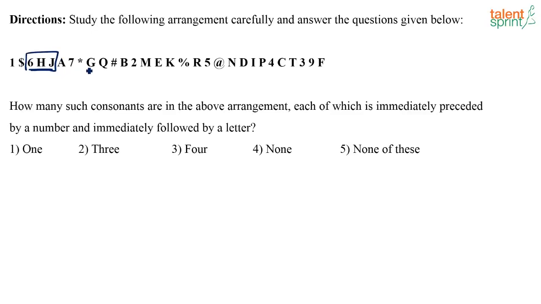So this is following that pattern. Then ME, before this consonant there is a number, after there is a letter. Then what else you have? 4CT. Before C there is a number, after C there is a letter. So you have three such consonants which are immediately preceded by a number and immediately followed by a letter. So the correct answer is option 2, that is 3.